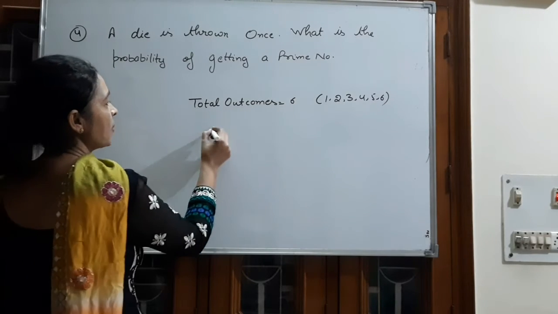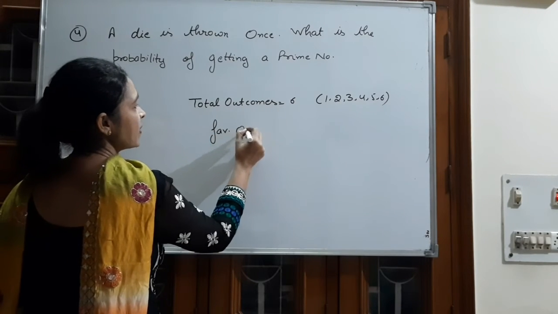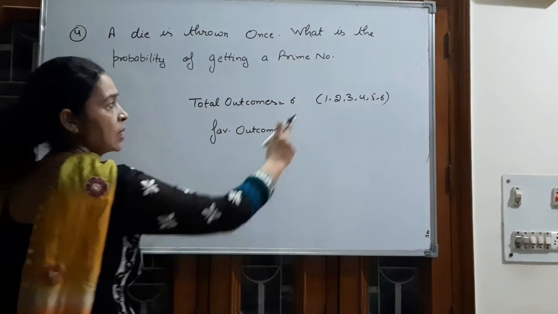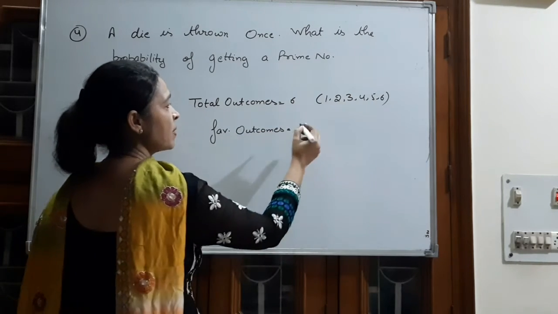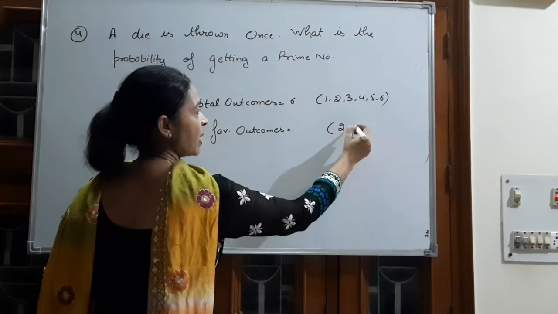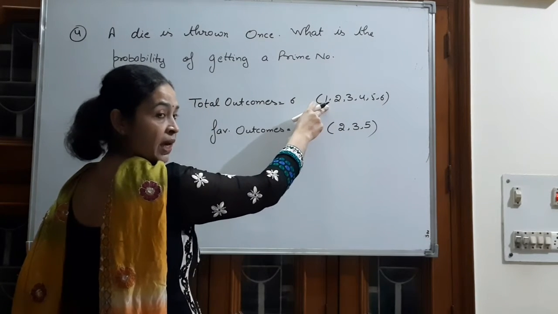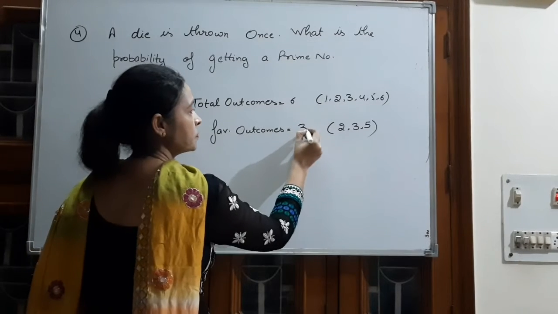Now, we have to find the probability of getting a prime number. What are our favorable outcomes? Prime numbers. Out of these 6, which are prime numbers? 2 is a prime number, 3 and 5. 1 is neither prime nor composite.